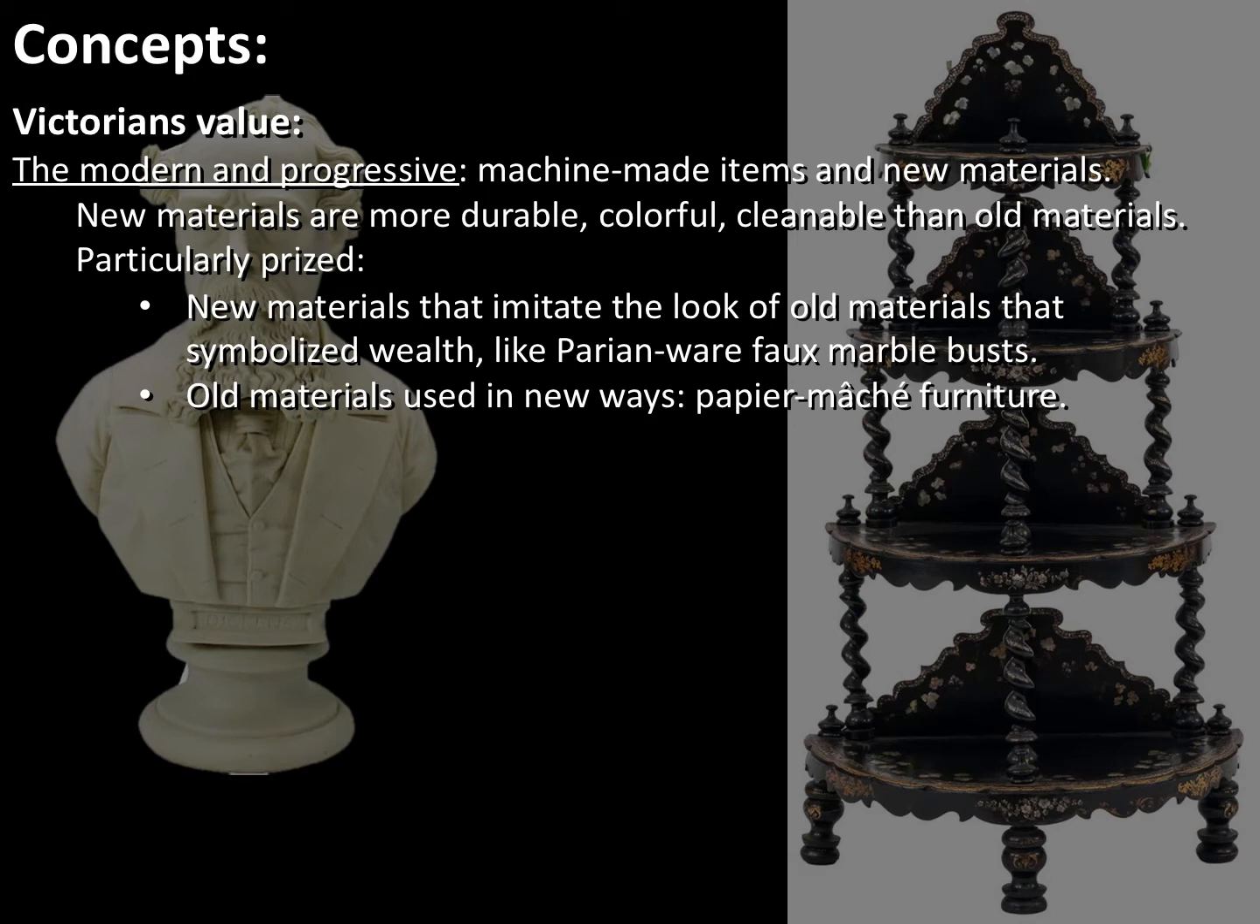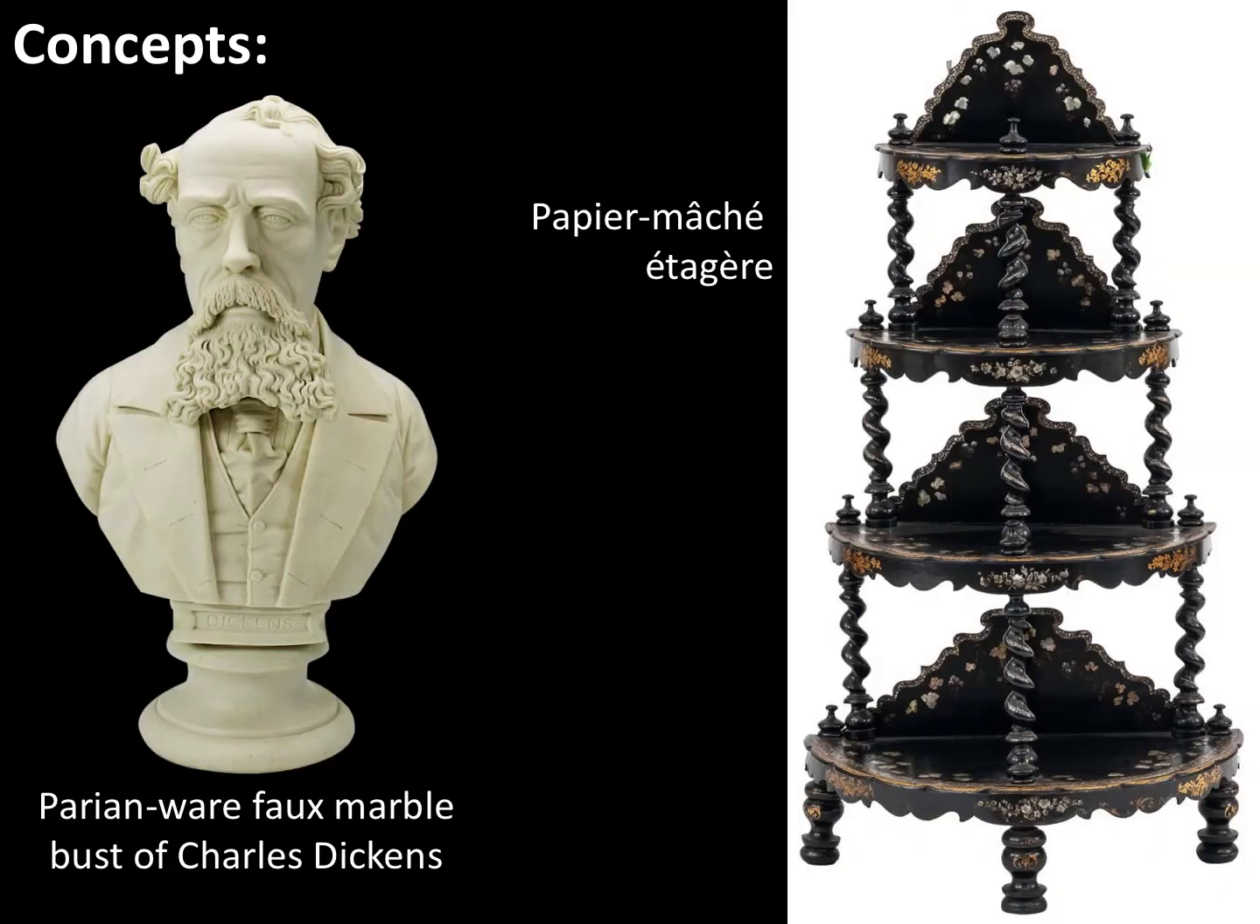And I want to show you several concepts here. Here you have two items from the Victorian age that really exemplify this idea. On the left, you have a bust of Charles Dickens, and it's not about Dickens, it's the fact that it's Parian ware. Parian is faux marble. So here we have this porcelain that is able to look like marble. And so you have this explosion of all kinds of busts and statuary made to look old, but it's with a new material.